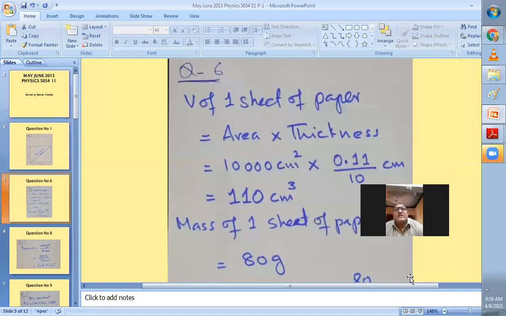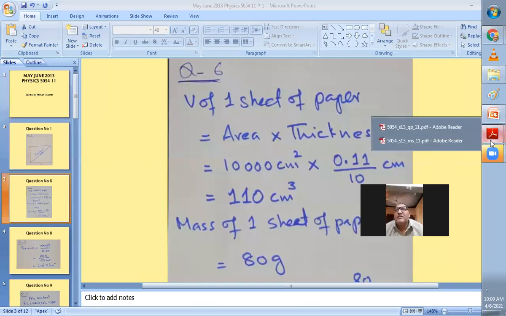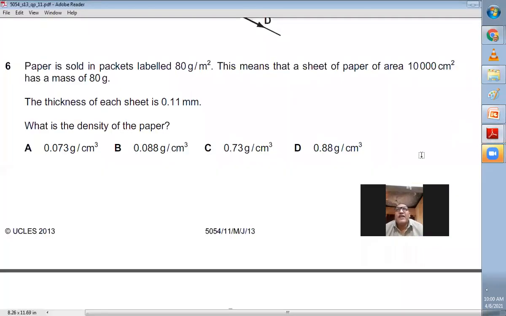So let's check the options available. The options we have, 0.73. So C is the choice.